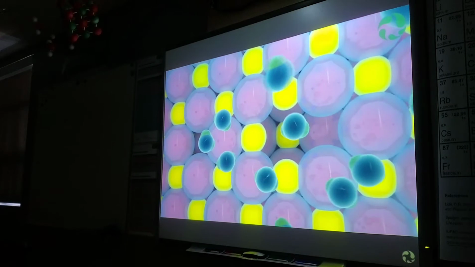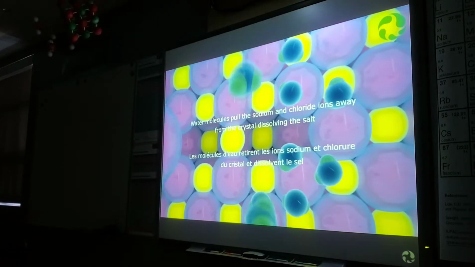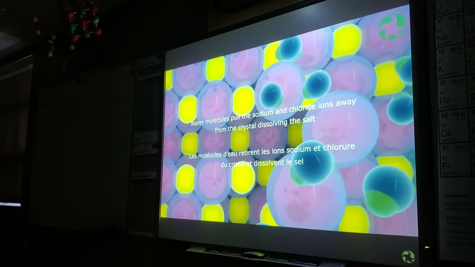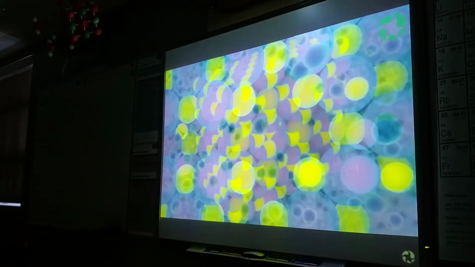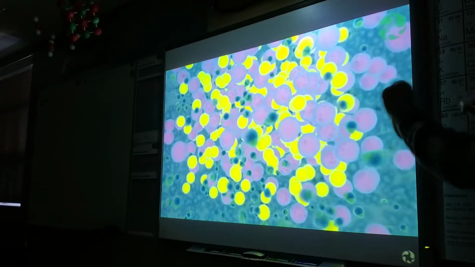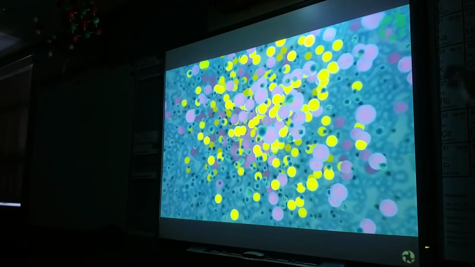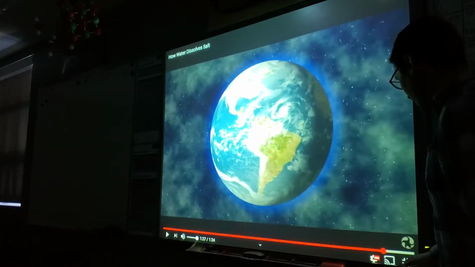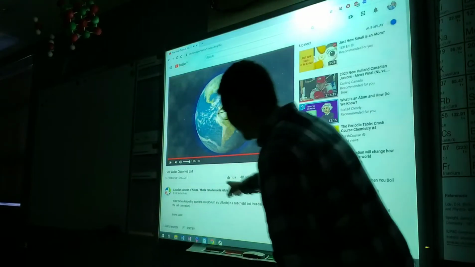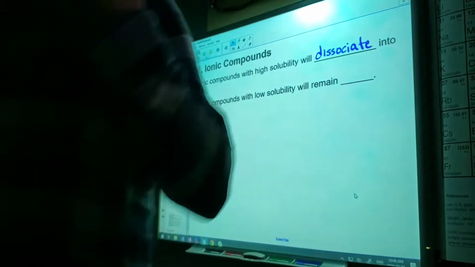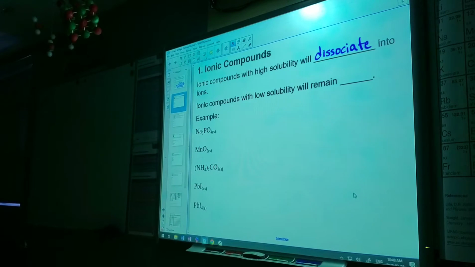So this is what happens. When you put a salt crystal, that sodium chloride crystal, into water, it will be able to dissociate. See how all the positives and negatives are being broken up? That's what you should envision when we add it. Thanks, Canadian Museum of Nature. All right, so that's what you should think about when you think of an ionic compound being put into water.